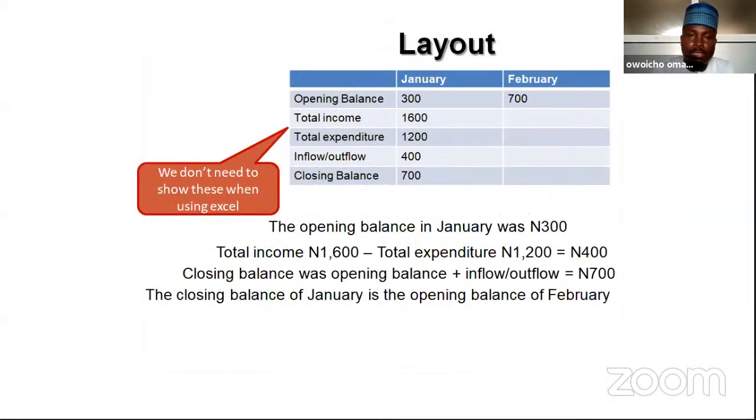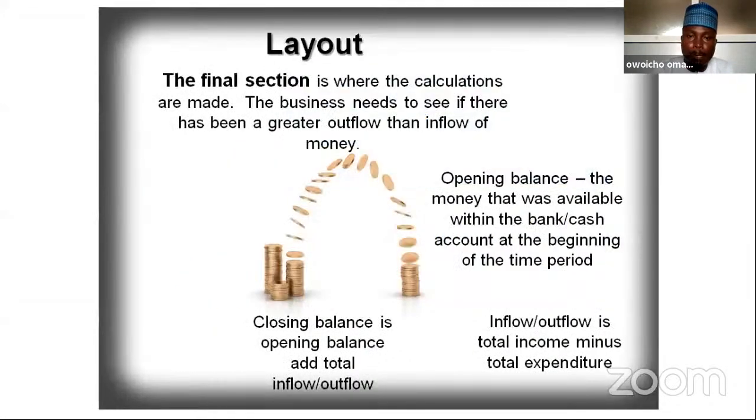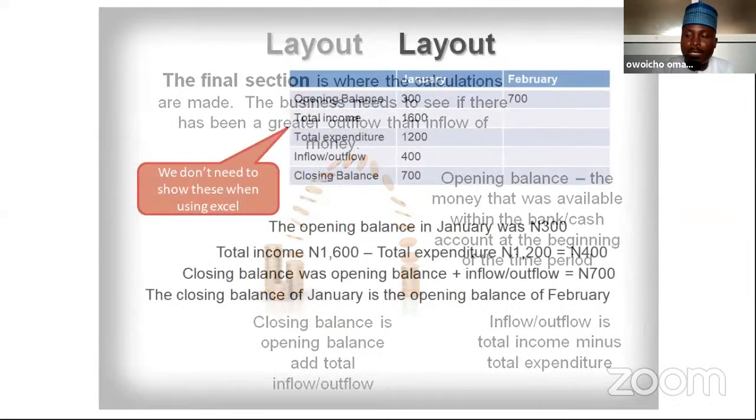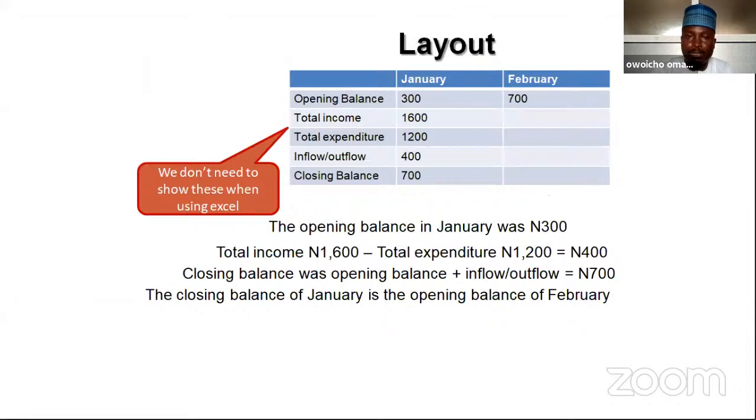Okay, this is what the third column will look like. I didn't talk about opening balance. So our total income is 1,006, total expenditure is 1,2. What we have in the basin is what? 400. That is 1,006 minus 1,2, 400.